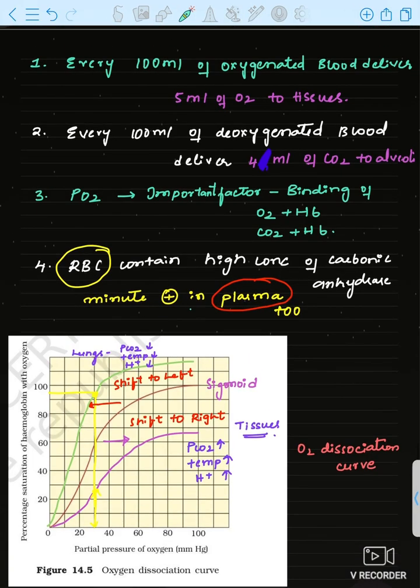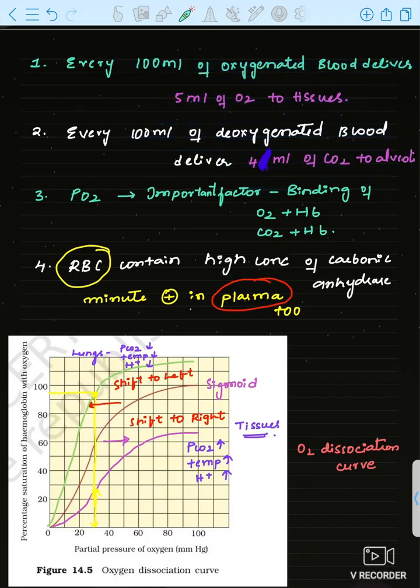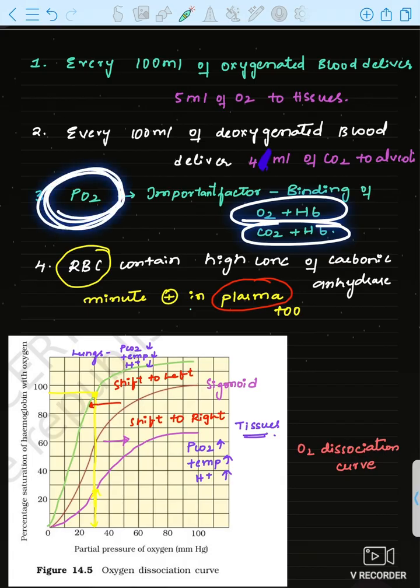So remember these values, 5 ml and 4 ml. 100 ml of oxygenated blood gives 5 ml of O2 to tissues, and 100 ml of deoxygenated blood gives 4 ml of CO2 to alveoli. PO2 is an important factor, whatever it is, for forming carboxyhemoglobin or oxyhemoglobin. PO2 is an important factor for binding.